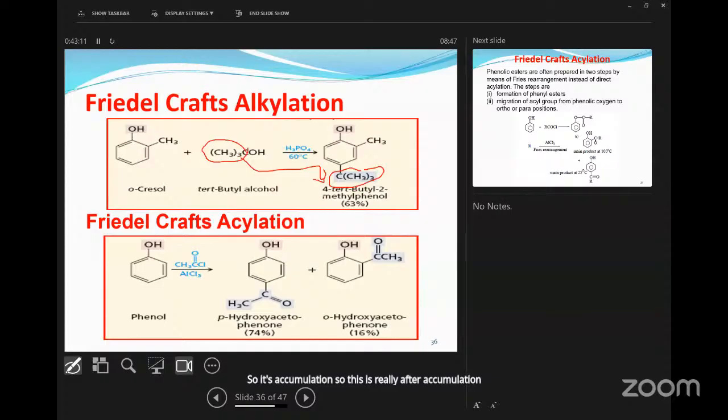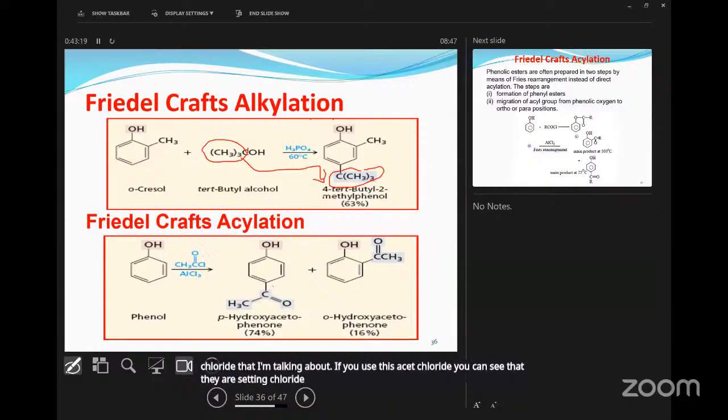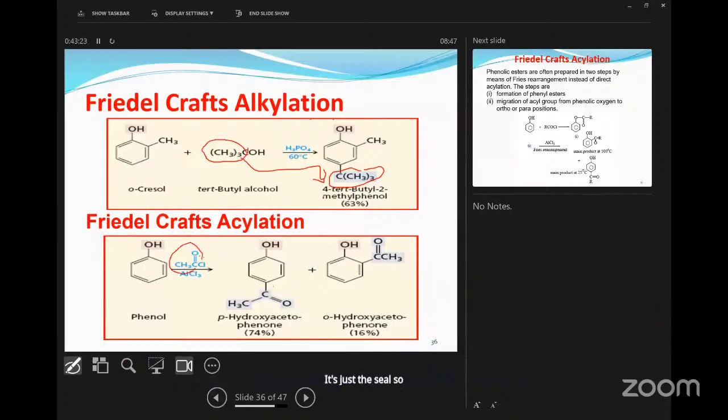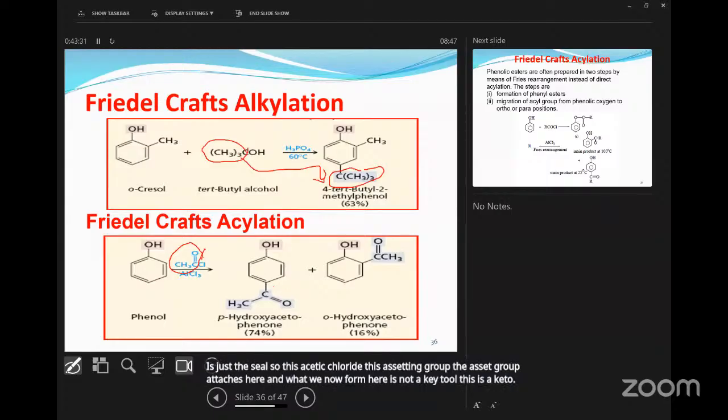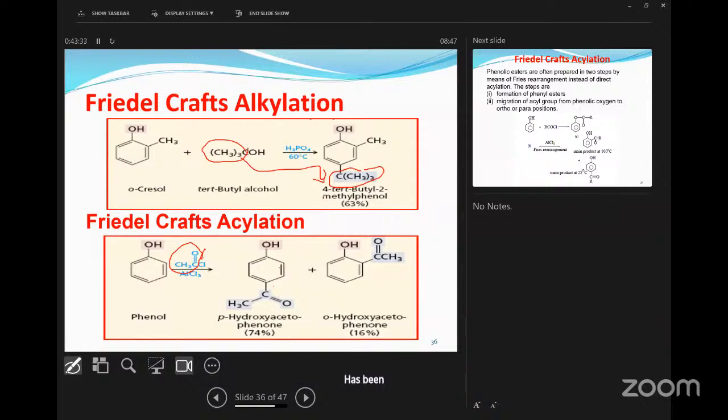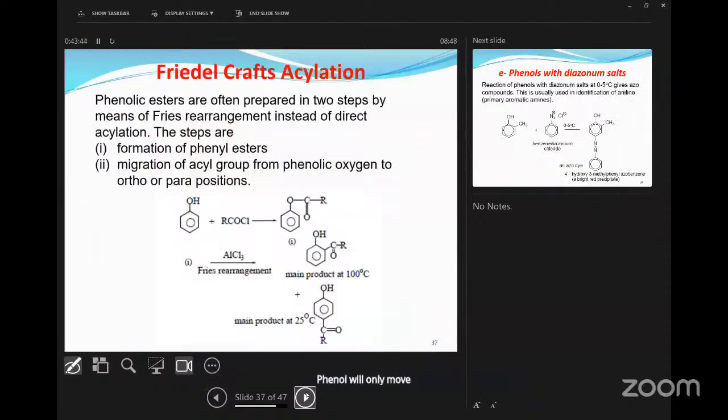But if you now use acetyl chloride, you can see that the acetyl chloride is just the same thing. What has just been removed is just the Cl. So this acetyl group attaches here. And what we now form here is a ketone. A ketone has been formed. So you can have both of them, either at the ortho position or at para. Like I always mention, phenol will only direct substituents to the para or to the ortho position.